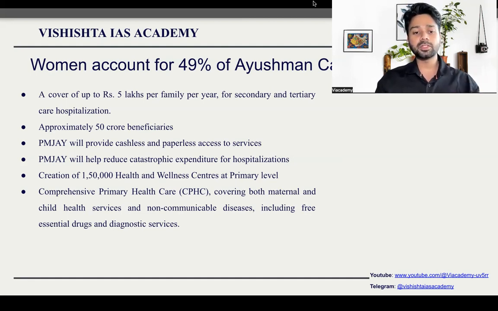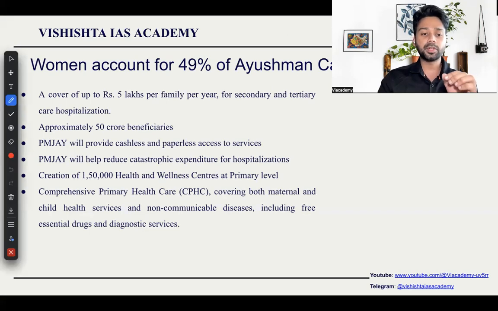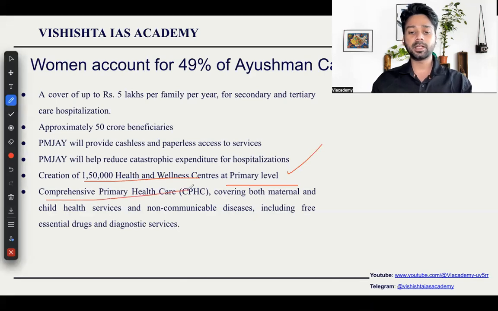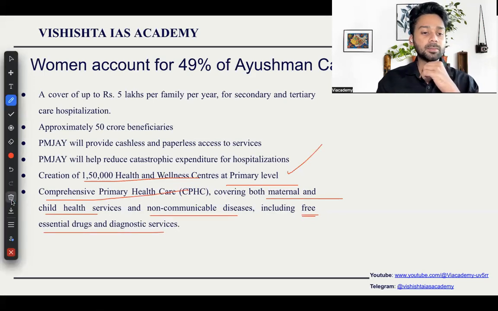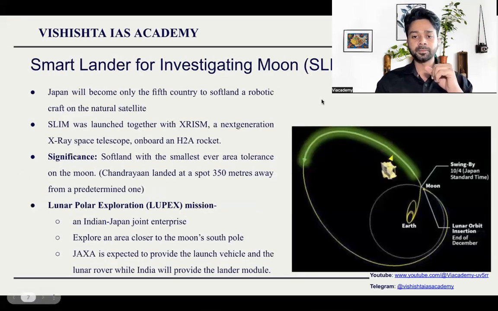The second element is the health and wellness centers. There is a plan to create 1,50,000 health and wellness centers at the primary level throughout the country, which will take care of all the basic necessities of health for the people. So it provides comprehensive primary health care. It covers maternal health care, child health care, non-communicable disease, including, this is a very important point, free essential drugs and diagnostic services. So Ayushman Bharat provides an excellent health infrastructure for our country.